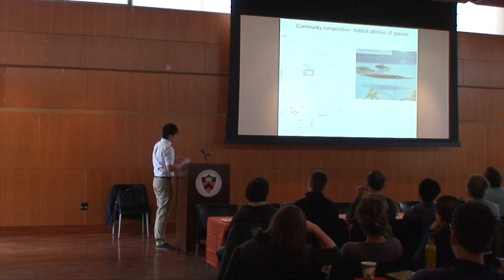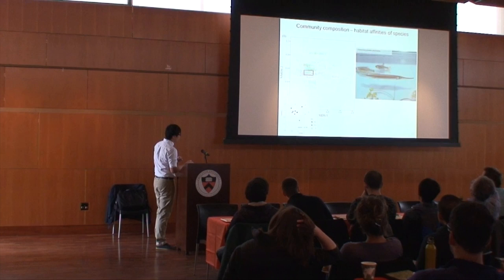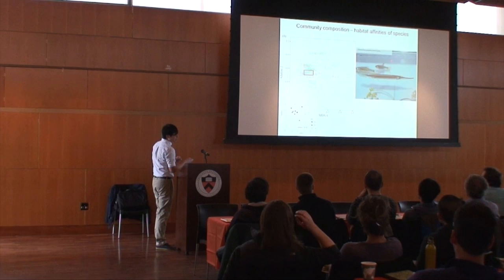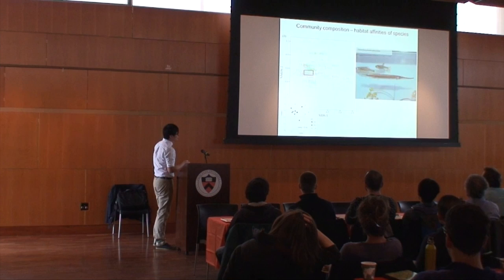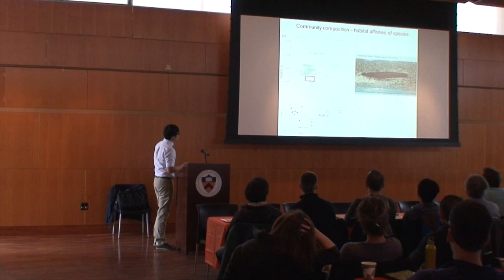So this is, we call this a half beak. So it has an extended lower jaw and it feeds on the surface. So it feeds on any insects that just drop on the surface of the water. So it's really different, right? And then this is the new species that we found, a black roach. Apparently it's been described for 2 years now.